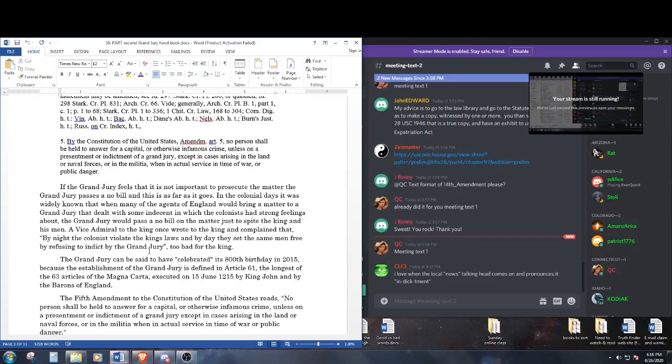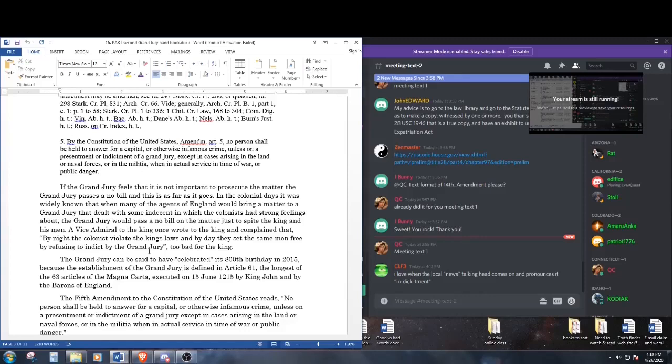Pretty much the only thing a grand jury can't do is impeach the president, because technically we vested that power to Congress. To continue, the grand jury can be said to have celebrated its 800th birthday in 2015, because the establishment of the grand jury is defined in Article 61, the longest of the 63 articles of the Magna Carta, executed on 15th June 1215 by King John and the barons of England.